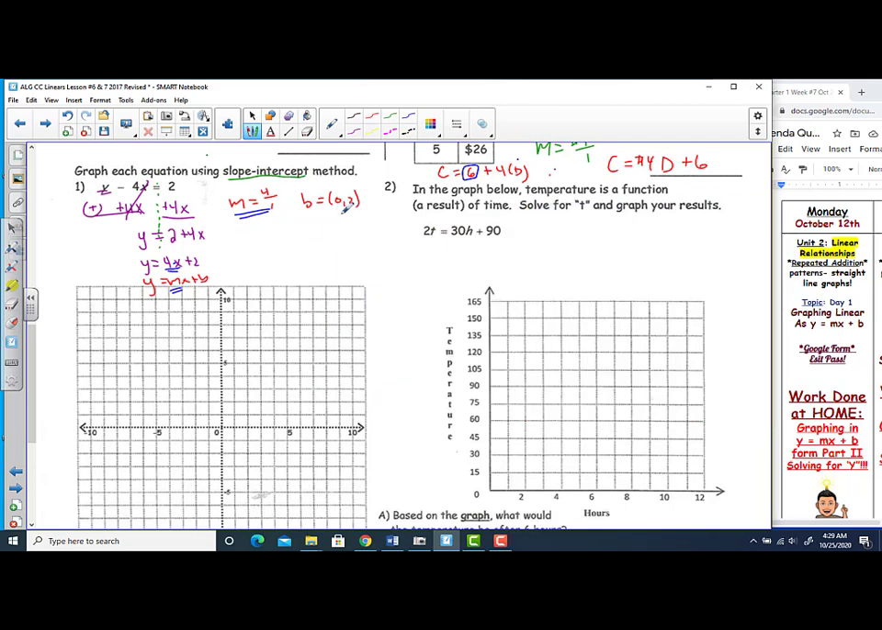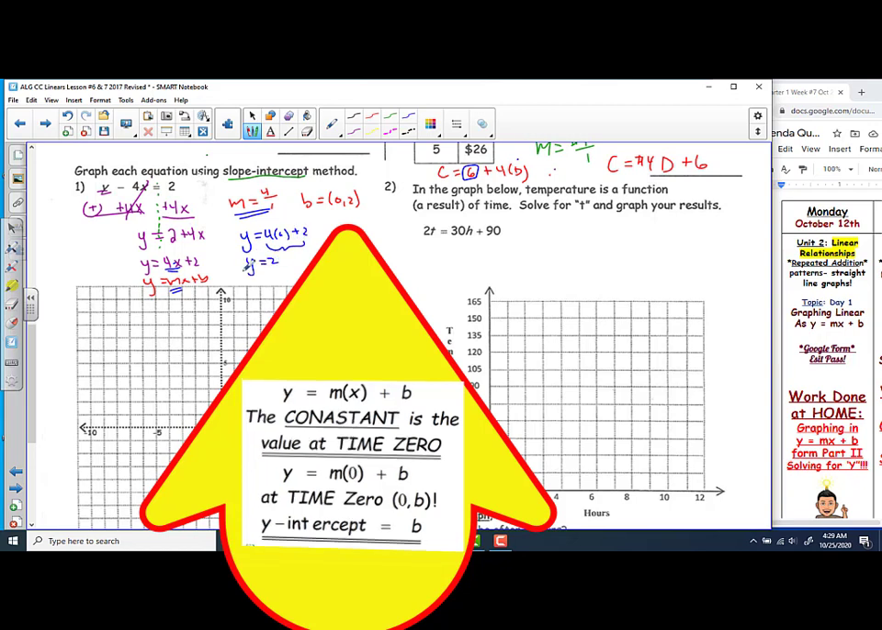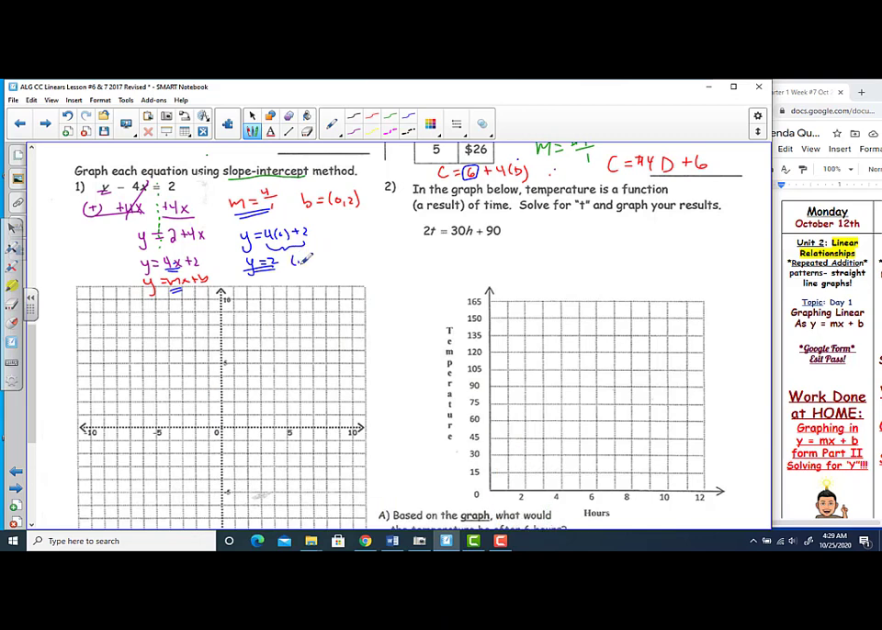Also, we're saying that b is the value at time 0, which technically means that if we substituted 0 in place of x, and we evaluated the expression, anything times 0 is just 0, and 0 plus 2 is 2. So this value at time 0 equals 2. That's where we're getting 0, 2 from, and that's why that's applicable in this instance.